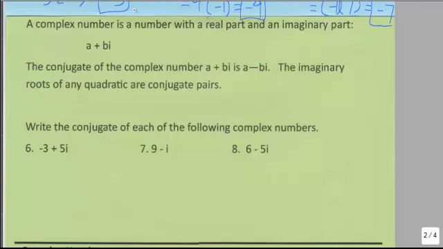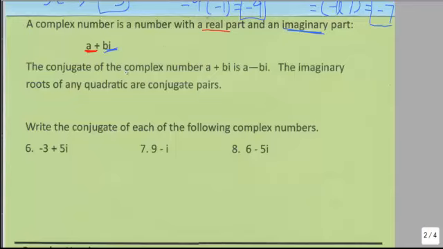Now, a complex number has two parts to it. It will have a real part, which is the whole number, and it will have then the imaginary number, which will have an i attached. So a complex number is a real part and an imaginary part.